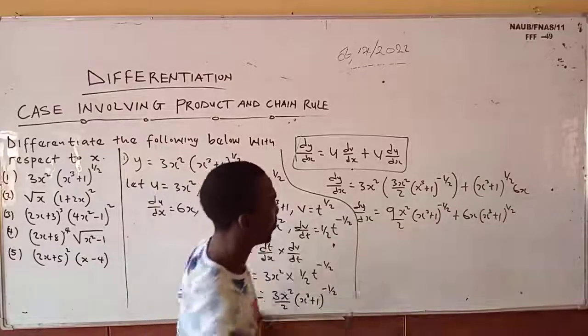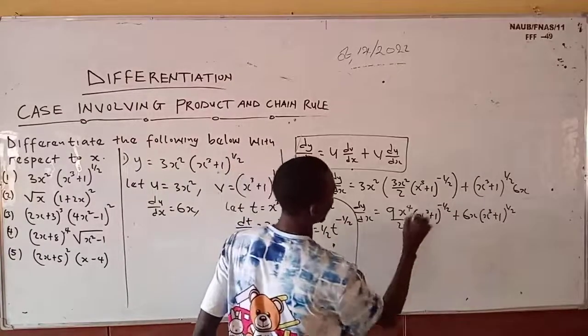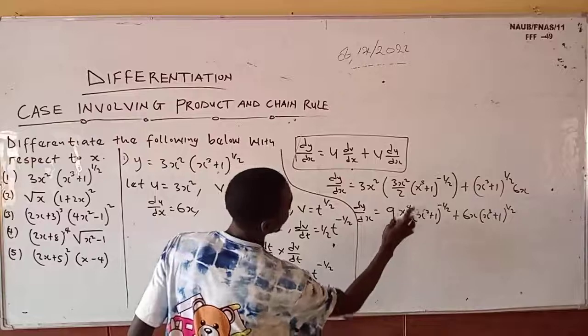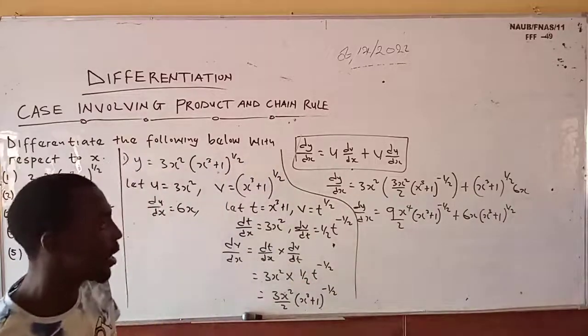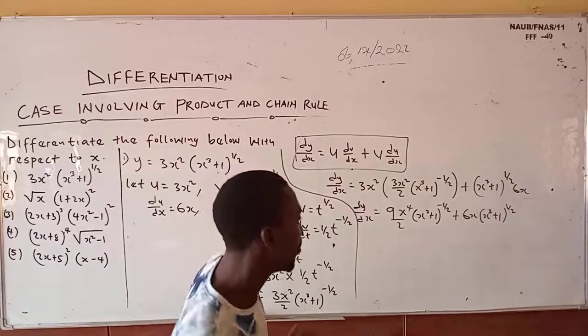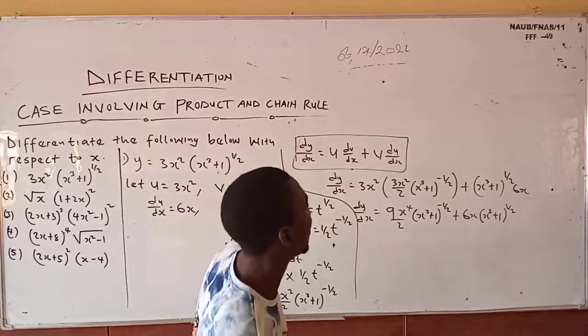But sorry, this one should be s to the power of 4, because s squared times s squared is s to the power of 4. Now, is there anything we can do? Yes, we can do something here. Now, what can we do?